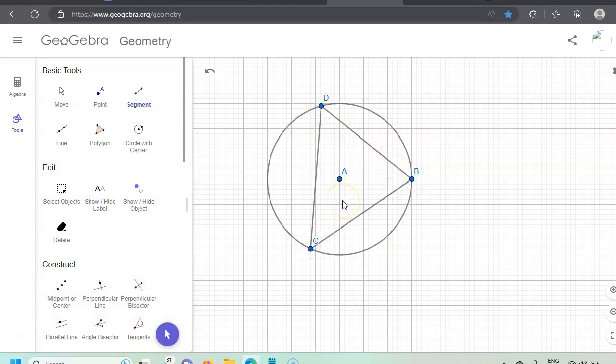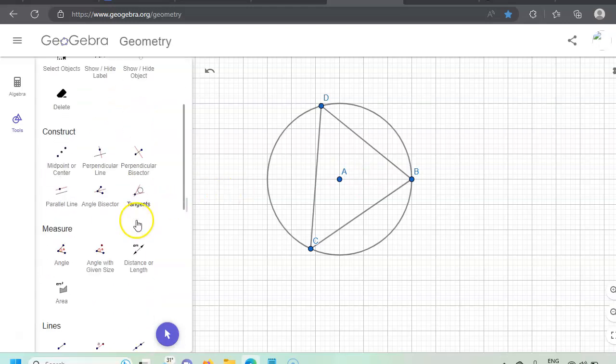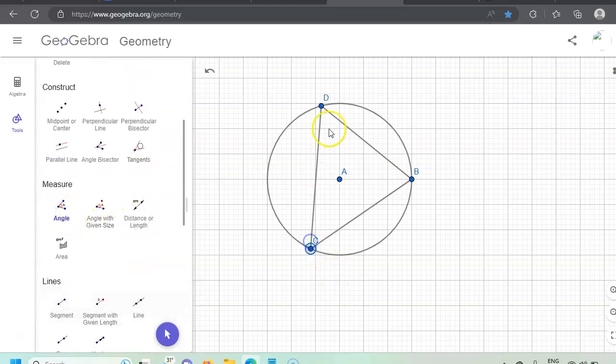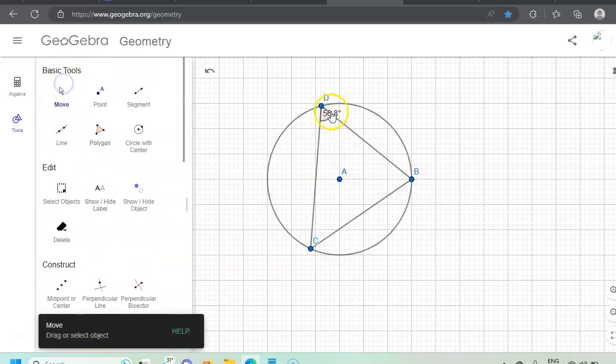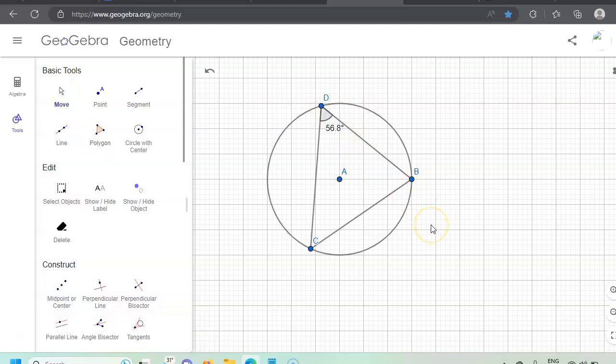So the angle CDB is located at the left side or at the left segment. What's the measure of this angle? So let's measure it. That's 56.8.